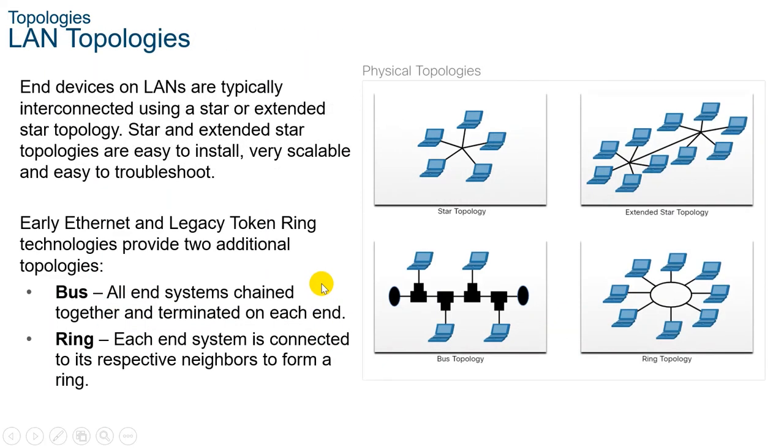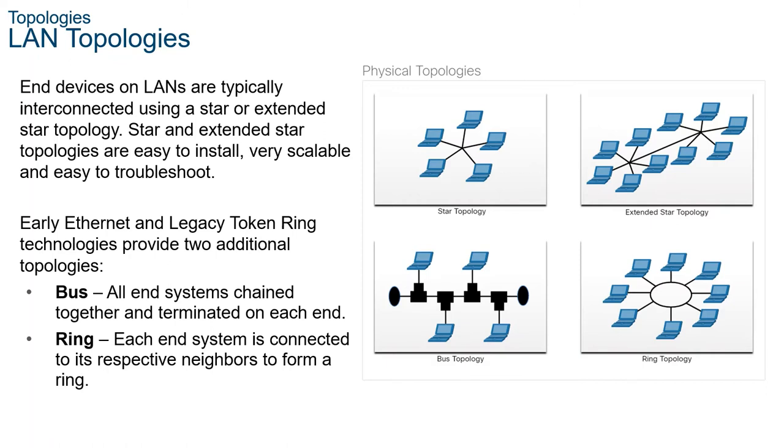Okay, next, how about LAN topologies? From your basic networking courses, maybe you have heard of these terms. In multi-access LANs, devices or nodes are interconnected using star or extended star topologies, as shown in the figure here. So I've got the star topology and the extended star, which is just interconnected star topologies. In this type of topology, the end devices are connected to a central intermediary device, in this case an Ethernet switch. The star and extended star topologies are easy to install, very scalable, easy to add and remove end devices, and easy to troubleshoot.